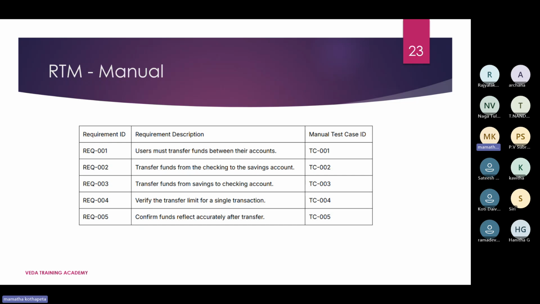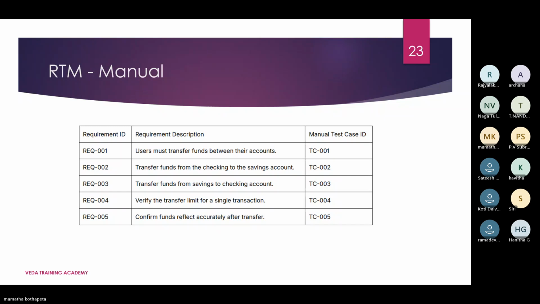Now, what you see on the screen is the manual test case requirement document. Now imagine in our project there are 5 requirements. Requirement 1, 2, 3, 4, 5, and you see the requirement description. Each requirement has a description. Now you have to write in the manual test case ID how many test cases you have written for each requirement ID. Again, the manual test case column, right? You have to write how many test cases you have written for each requirement ID. In our case, there is only one test case.